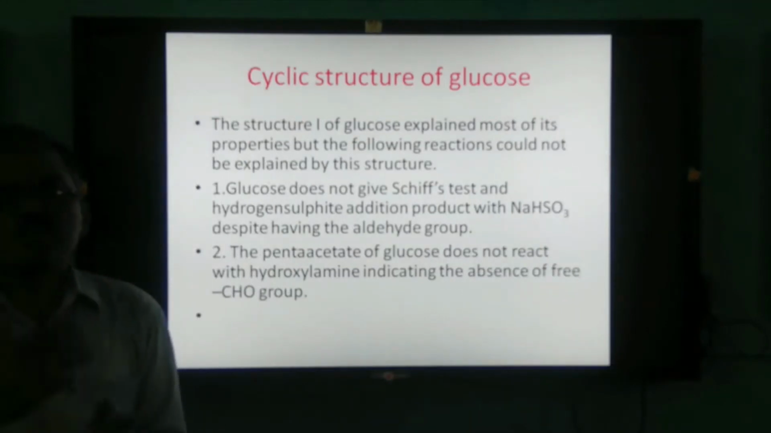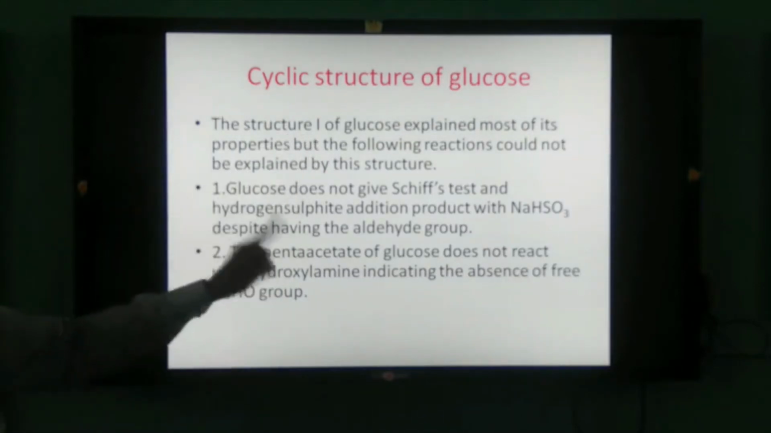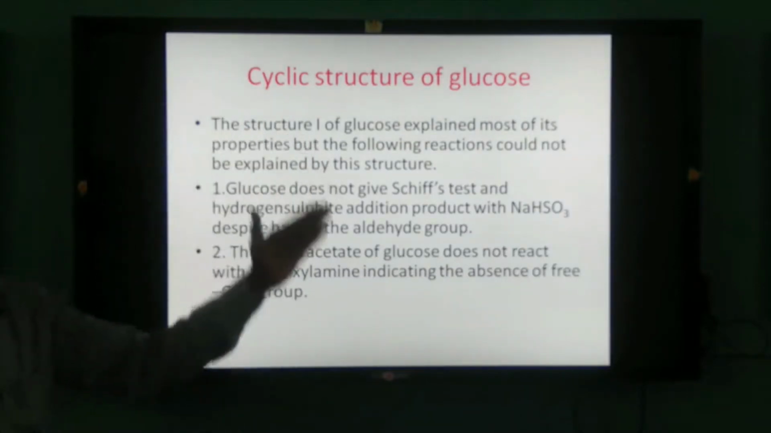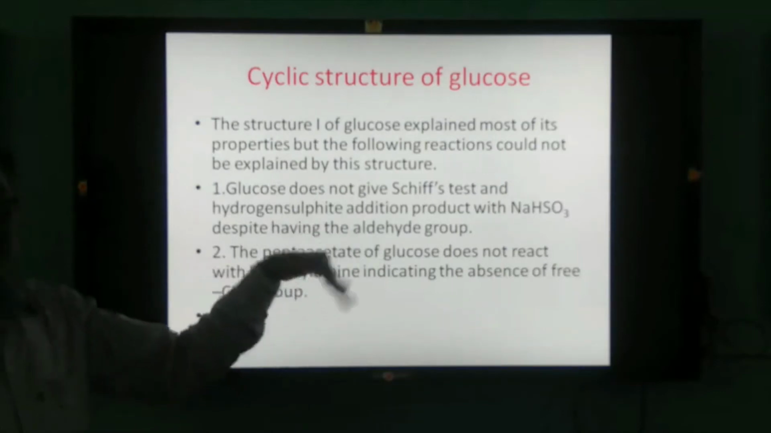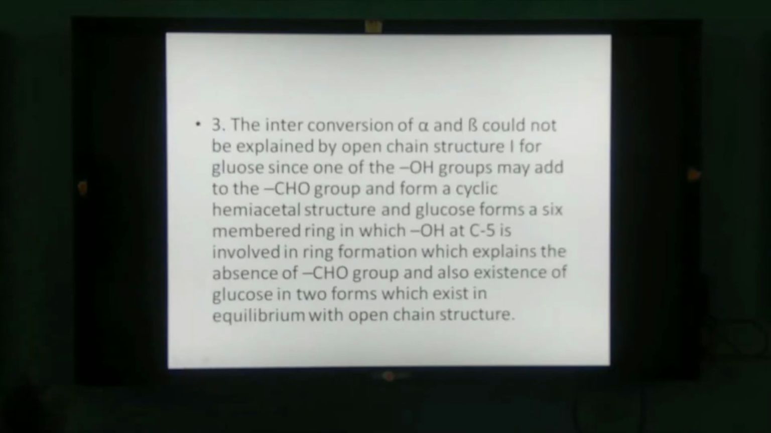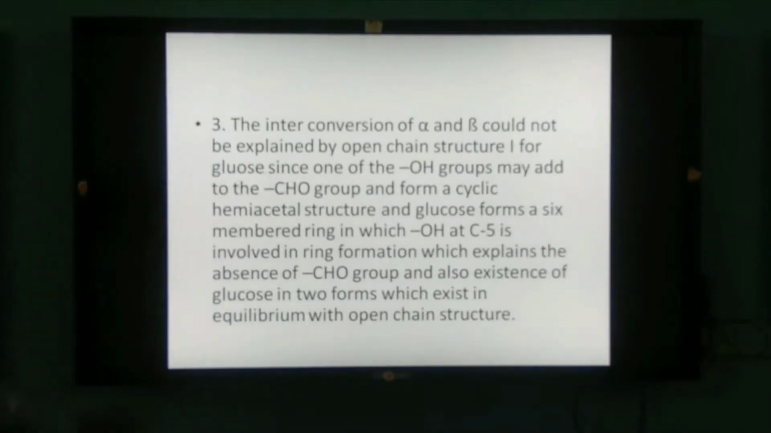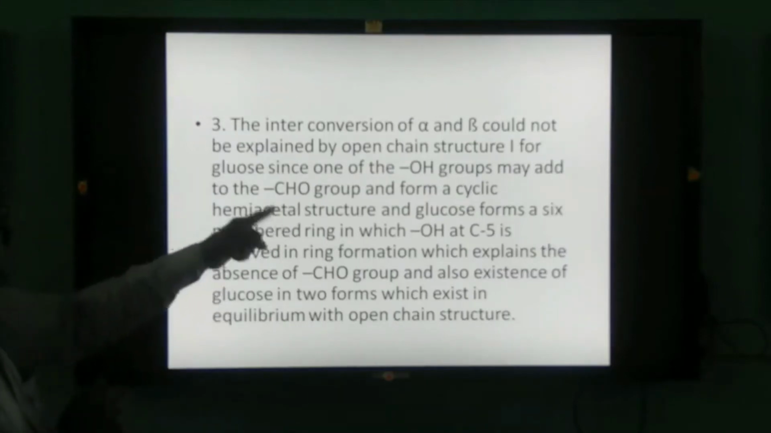They go for the cyclic structure. So the cyclic structure of glucose. What led to the cyclic structure of glucose? Because glucose is not responding to some of the reactions. The interconversion of alpha and beta could not be explained by the open chain structure. So that means how alpha and beta glucose are interconverted is not explained by the open chain structure 1 for glucose.